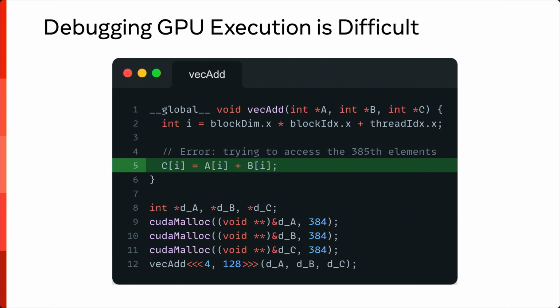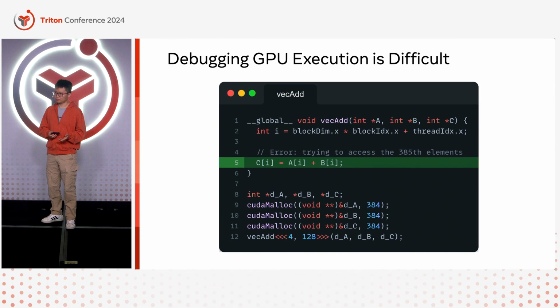So basically, we are going to allocate GPU memory with element size of 384 for all arrays A, B, and C. Then on the device, we're going to invoke a GPU kernel vecadd to add up A and B and store the results back to C. So this seems to be a simple kernel.